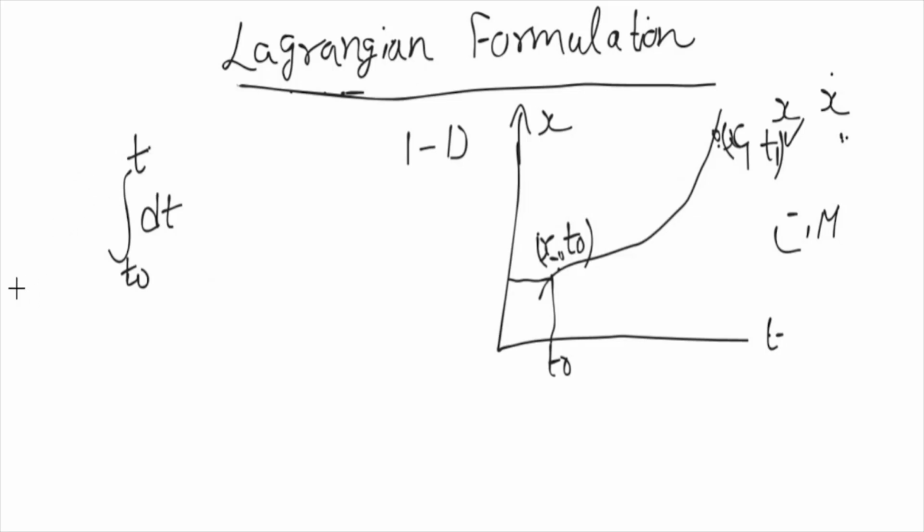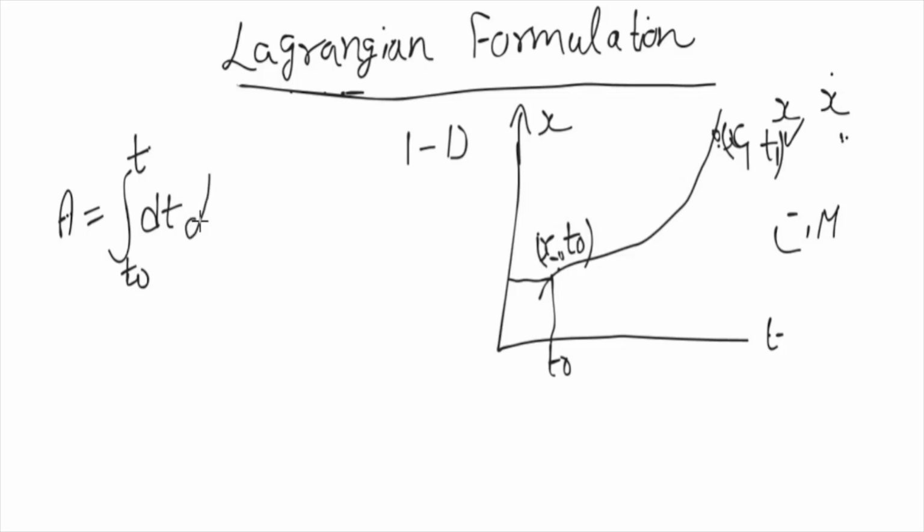But there is one quantity, and that quantity may be that action, and the action is an integral. What is this action? Action is an integral over the trajectory from t naught to t, of something that depends upon this trajectory. And what is that thing? We call it the Lagrangian.